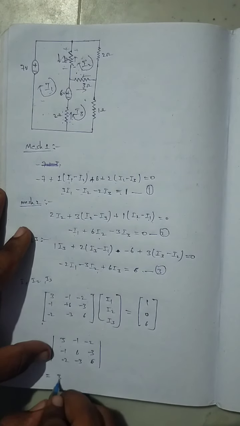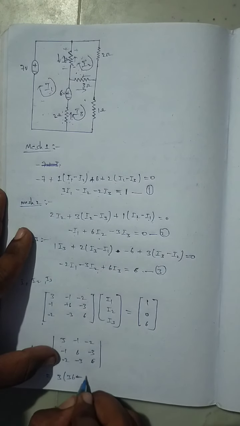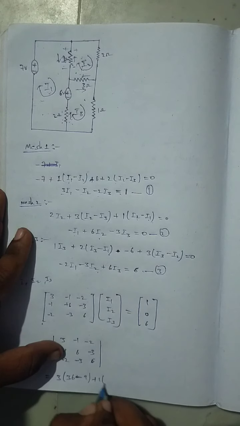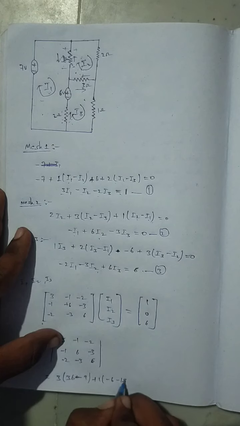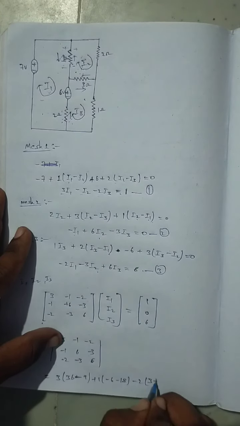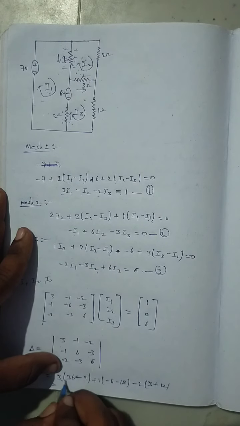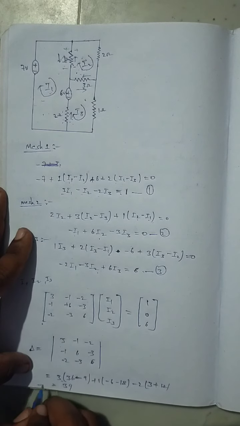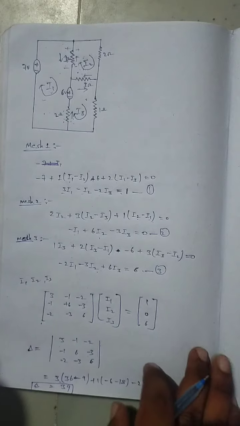Delta is equal to 3 into (36 minus 9) plus 1 into (minus 6 minus 18) minus 2 into (3 plus 12). So delta is equal to 39. Delta is equal to 39.